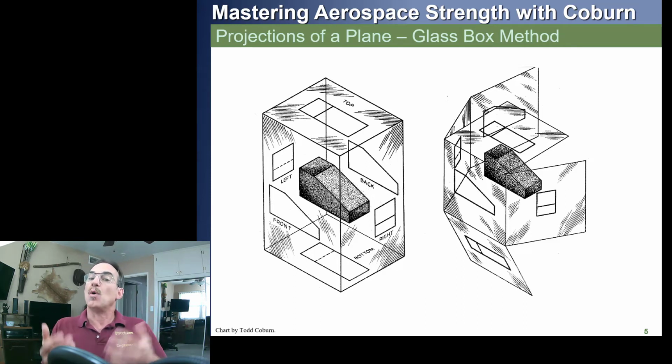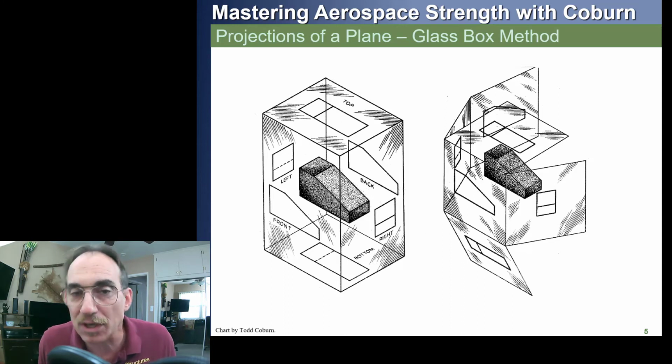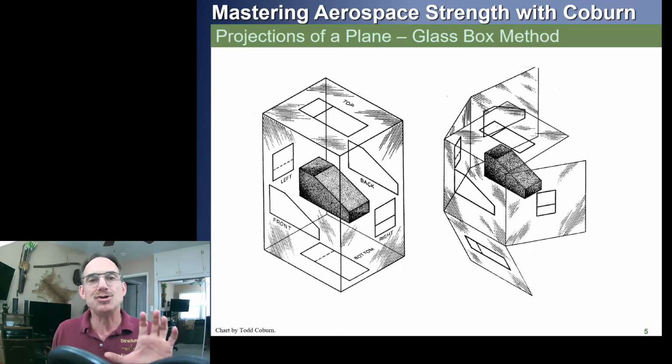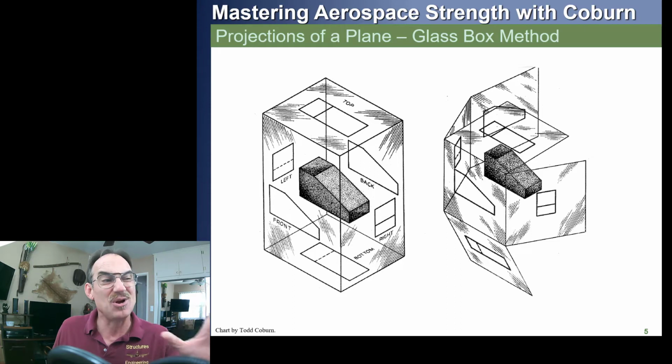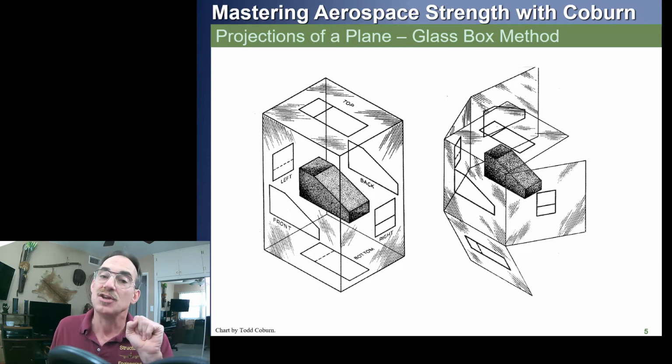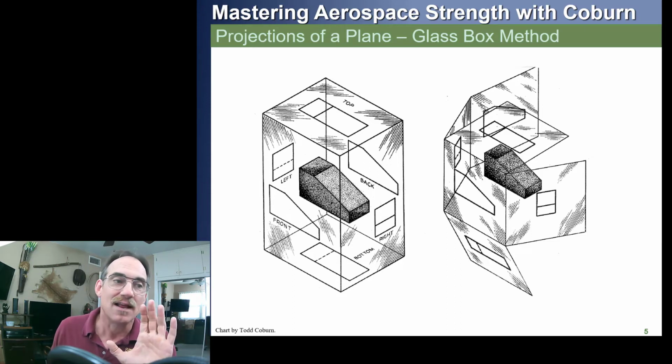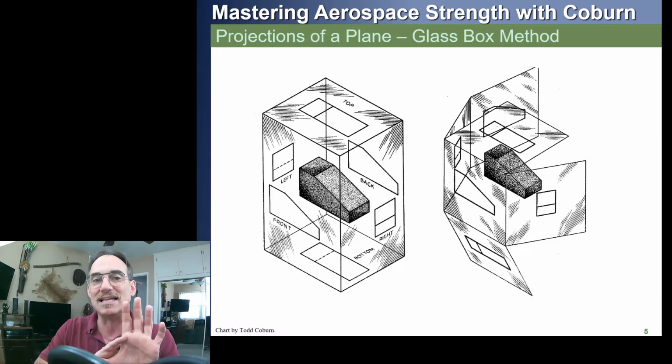Now, if we want to show all the views of the part, we choose a view that we want to be the front view. Usually an engineer will select the view that gives the most information about the part, and they'll call that the front view, and then all the other views are represented relative to that.